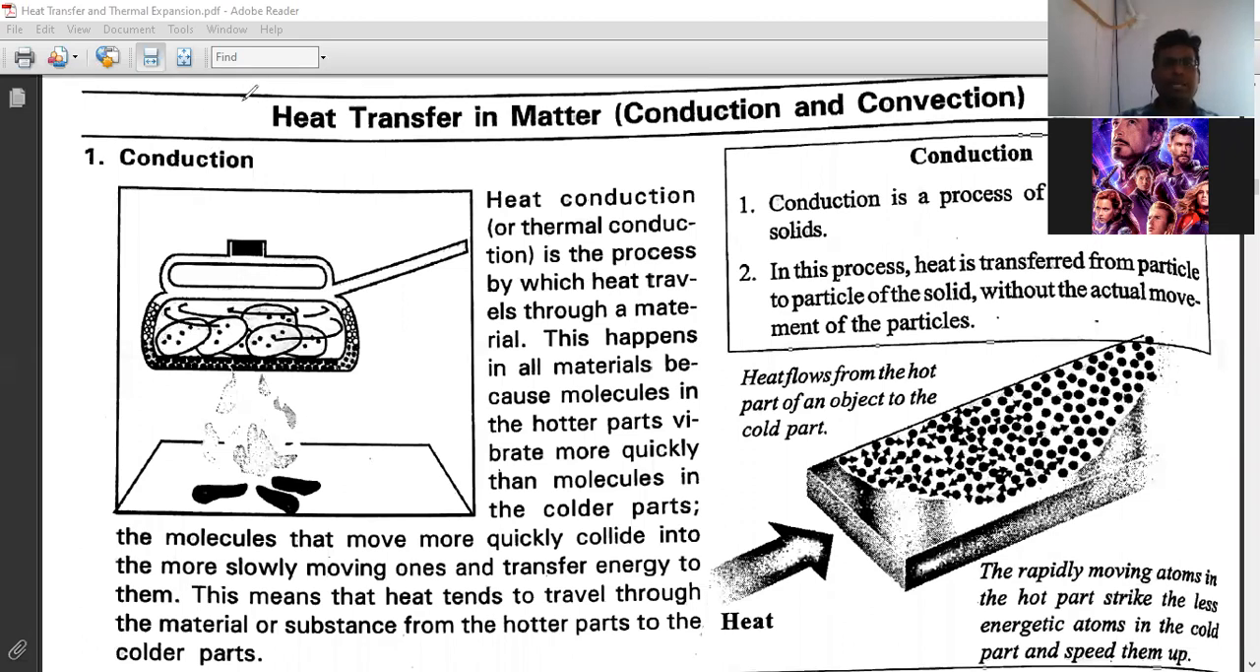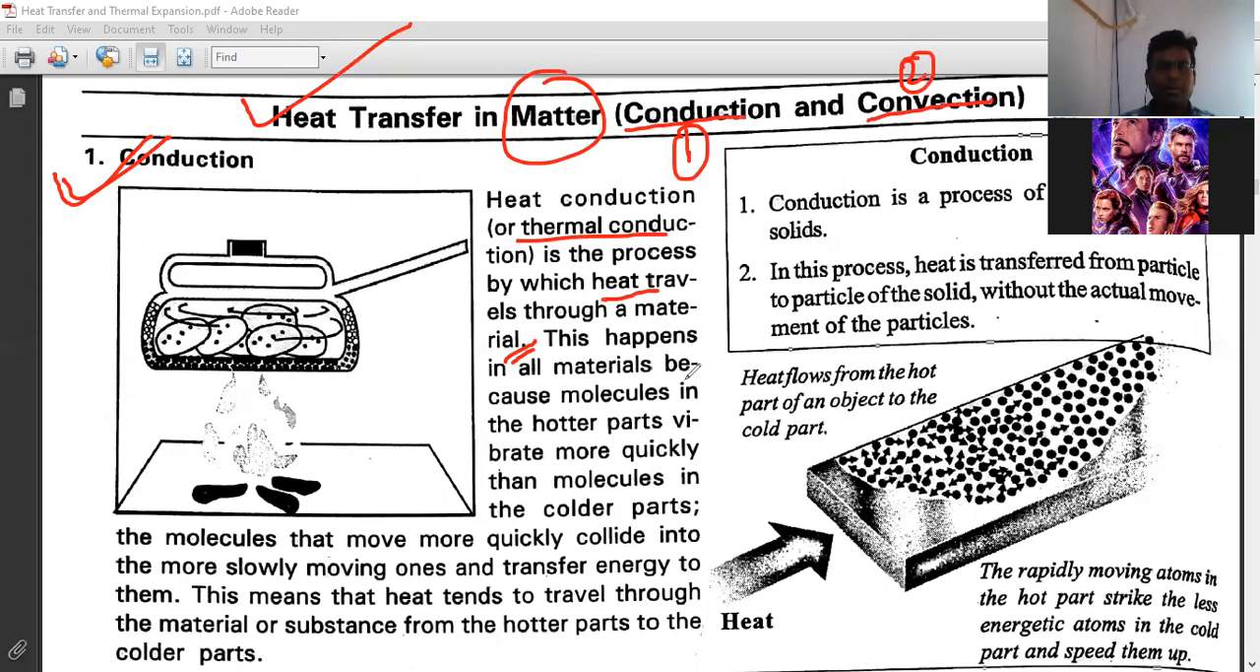Now the next topic is heat transfer in matter. Heat transfer in matter happens in two ways. First way conduction, second way convection. So first we'll see about conduction. Heat conduction or thermal conduction is the process by which heat transfers through a material. So when heat transfers through a material, that is called conduction.